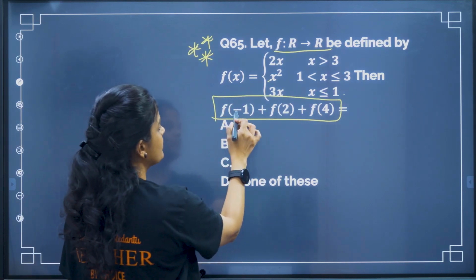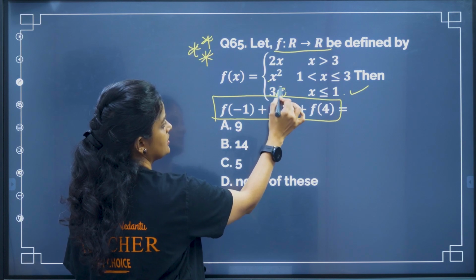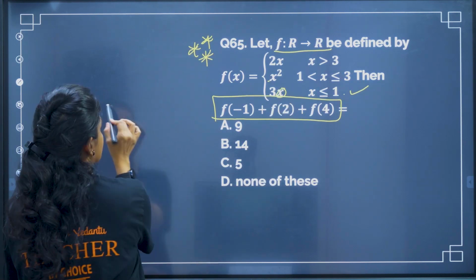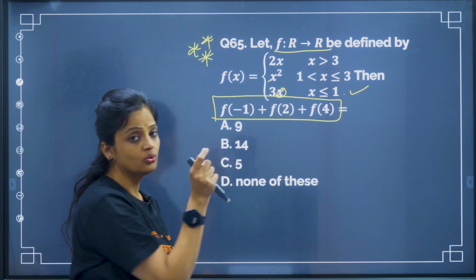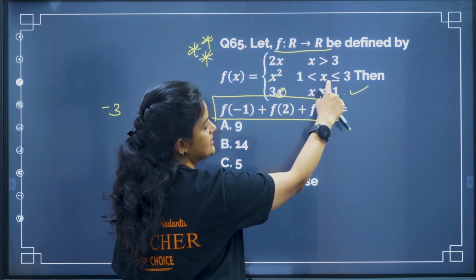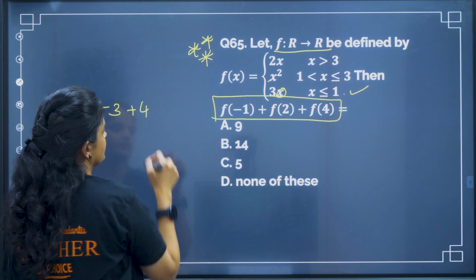Okay. F of minus 1. Minus 1 means I'll take the third function. I'll put minus 1 in the place of x. That gives you minus 3. Plus f of 2. 2 belongs to this group, isn't it? Second group. And x square is the function, so 2 square.